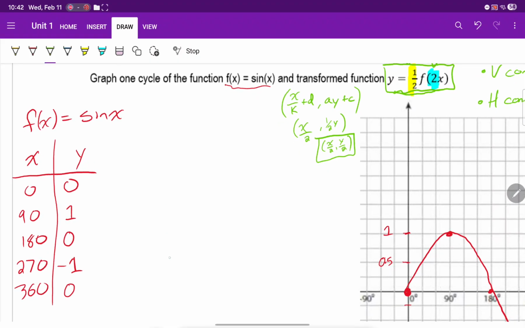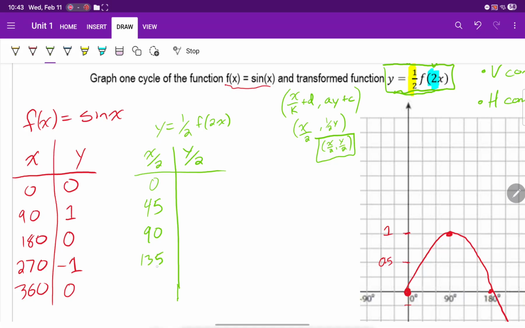So to graph the transformed function, we have Y equals 1 over 2 f of 2x. What this looks like is I have x over 2 and y over 2. Basically all I'm doing here is dividing every x coordinate by 2 and every y coordinate by 2. So 0 divided by 2 is 0, 90 divided by 2 is 45, 180 divided by 2 is 90, 270 divided by 2 is 135, 360 divided by 2 is 180.